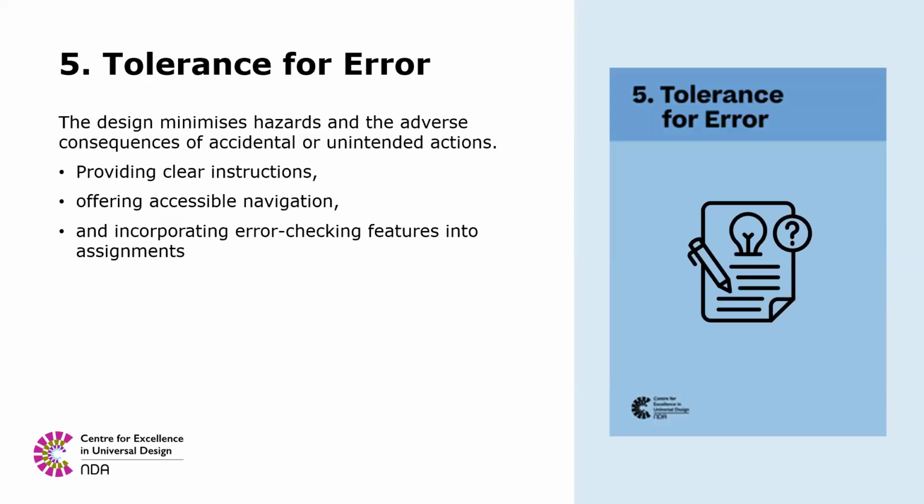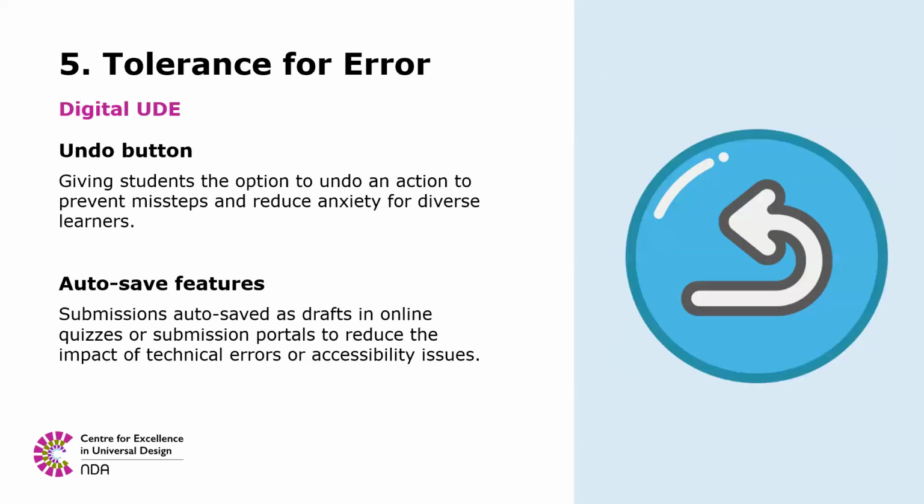So the fifth principle is tolerance for error, and this means that the design minimizes hazards and the adverse consequences of unintended actions. It could do this by providing clear instructions, offering accessible navigation, and incorporating error checking features into assignments. An example of this for UDE would be having an undo button. And this would give the students the option to undo an action, thereby reducing any unnecessary anxiety. Also incorporating autosave features, so when students are submitting an assignment or completing a quiz.